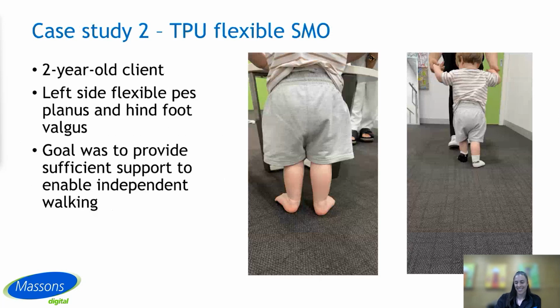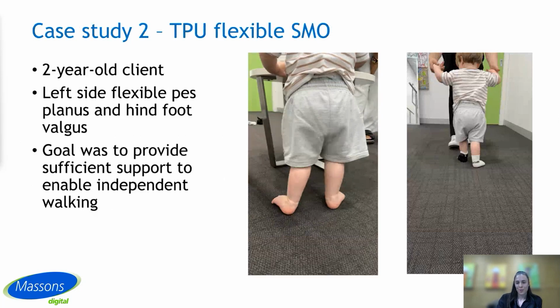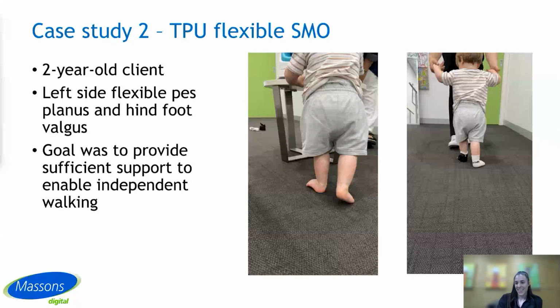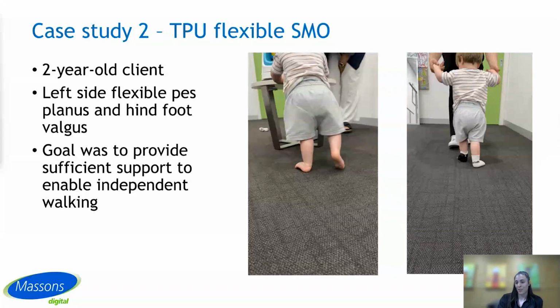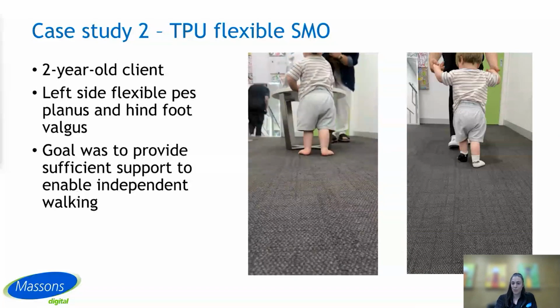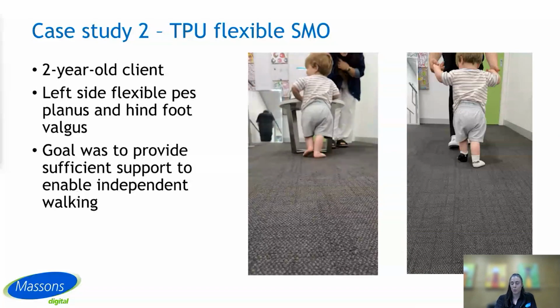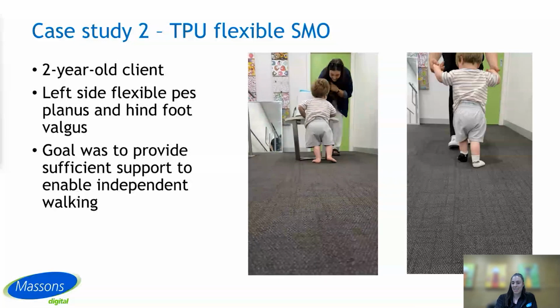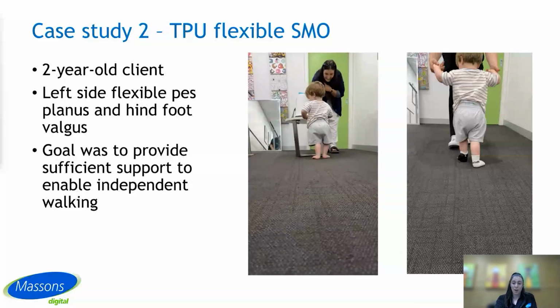The second case study of mine is a gorgeous little 2-year-old boy. He was referred to us from his physiotherapist for orthotic assessment to provide a device that would help support his left foot and ankle, enabling him to walk independently. He had been cruising since he was around 12 months old, so we've had pretty much a 12-month period of stagnant gross motor development. And when he did try to walk independently, we found that his body weight was just causing his left foot and ankle to collapse.